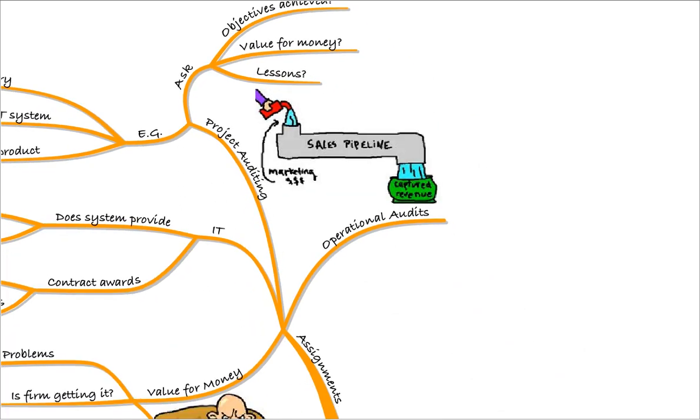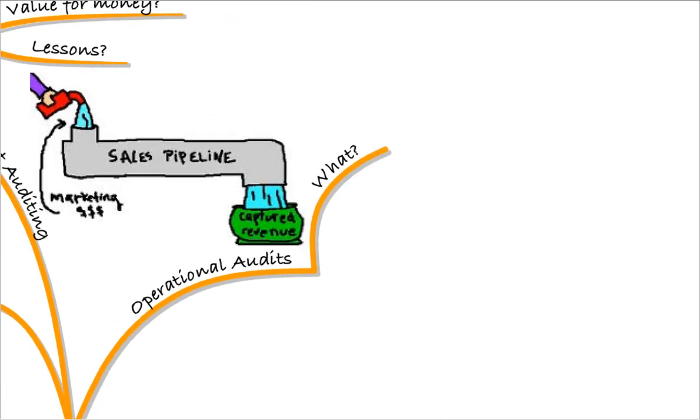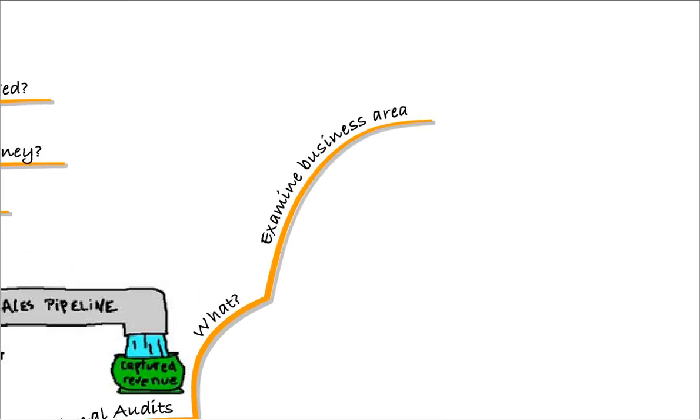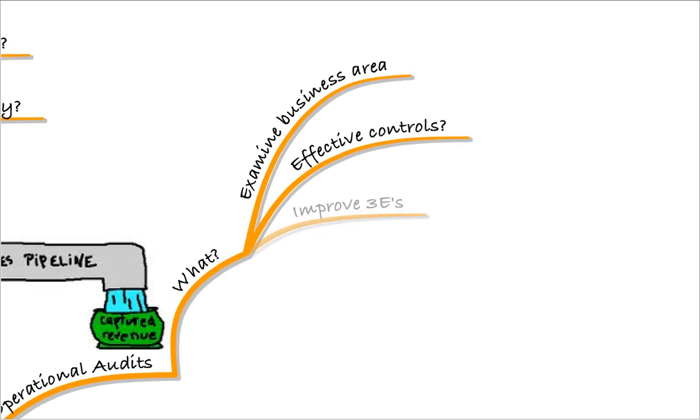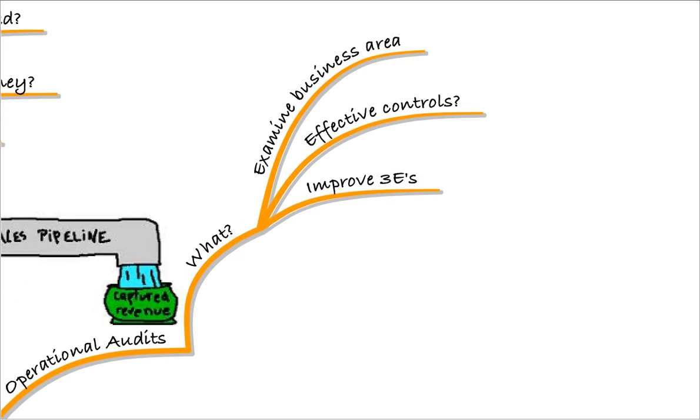by the business. The main area that they'll concentrate on are operational audits. So what are we talking about here? Well, internal audit will examine the business area, whatever it is, and they'll see, are there effective controls in that area? Can we improve the 3 E's, economy, effectiveness, efficiency?